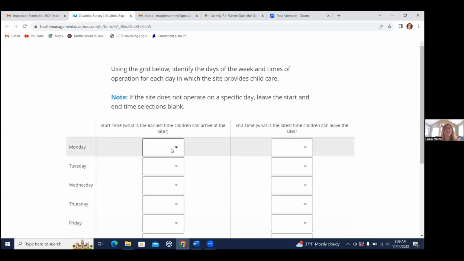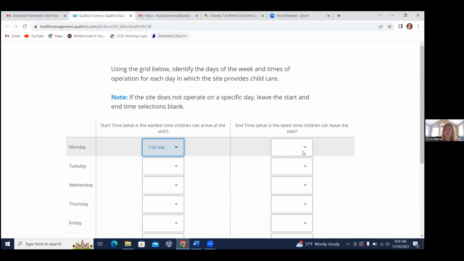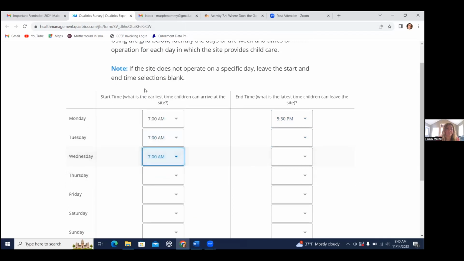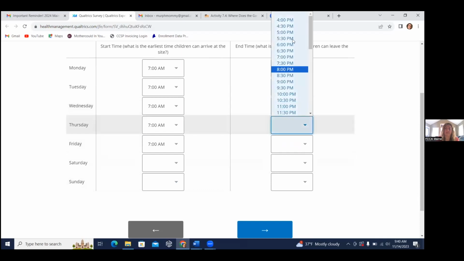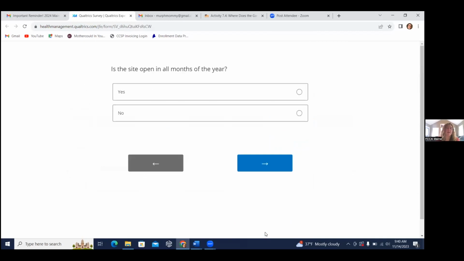Okay, centers 7 to 5:30. I think that's pretty standard. We'll go 7 to 5:30 for center, Monday through Friday. They have so many different hour possibilities. So this part seems very easy. It's very guided and very easy to fill out the survey.